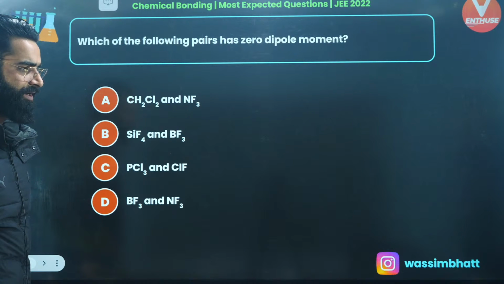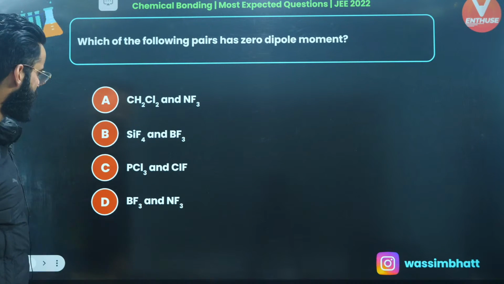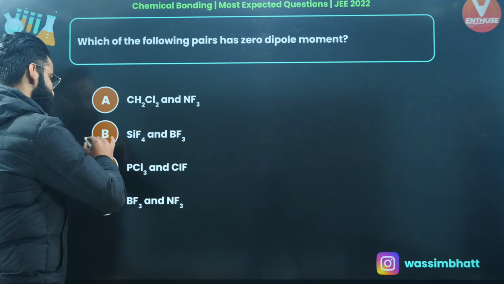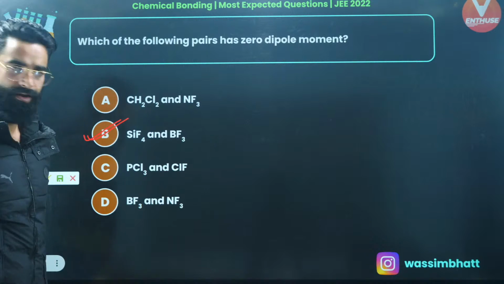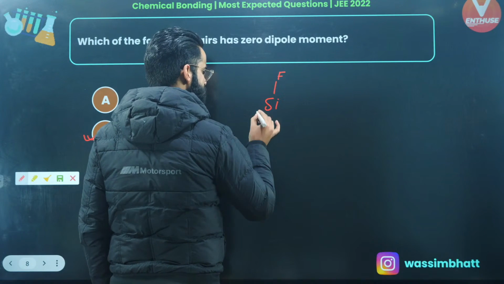Well, I can see few people are coming up with option B and few are coming up with option D. So let me tell you the correct answer of this particular question is option B. If you talk about SiF4, it has got the tetrahedral structure.